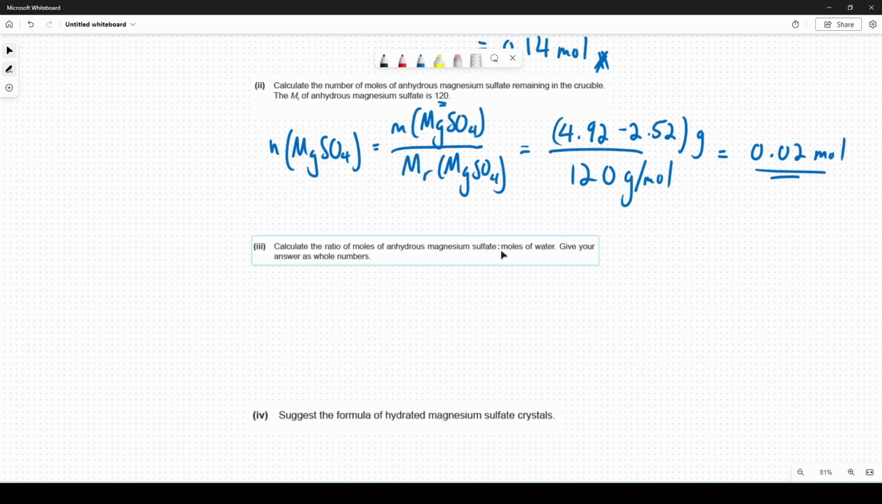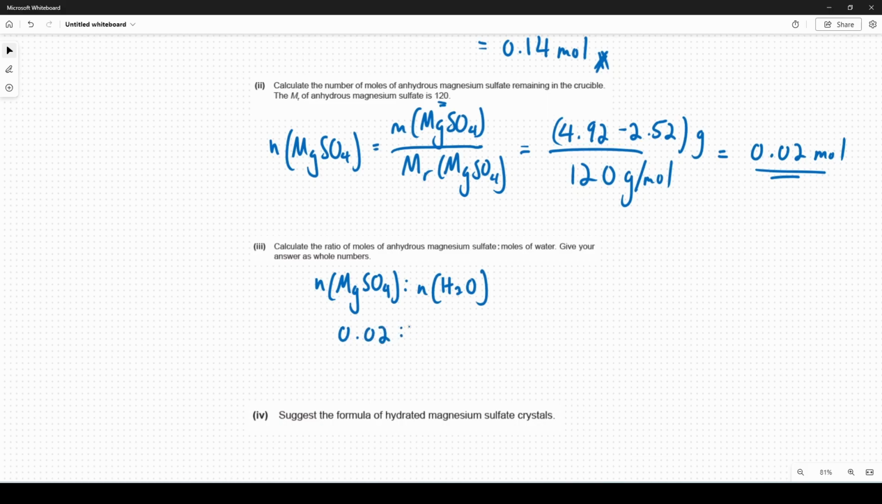In the third part of the question, they want us to find the ratio of the number of moles of anhydrous magnesium sulfate, so that's 0.02, to the number of moles of water, so that's in part 1, so that's 0.14. Number of moles of magnesium sulfate is 0.02. Number of moles of water, we've calculated it earlier in the question, at 0.14. To get this ratio to be in whole numbers, we have to divide both of them by the smaller of the two. In this case, the smaller of the two is 0.02. Divided by itself, that gives us 1. 0.14 divided by 0.02 is 7.